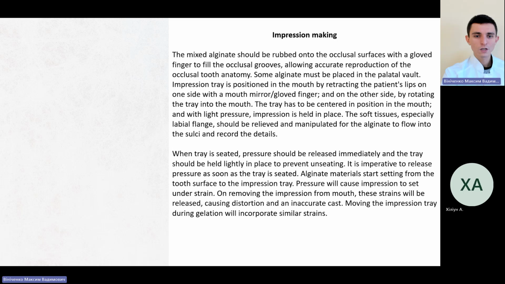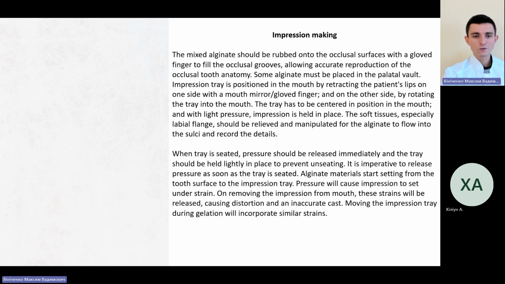The soft tissues, especially the labial frenum, should be released and manipulated for the alginate to flow into the sulcus and record the details. When the tray is seated, pressure should be released immediately and the tray should be held lightly in place to prevent unseating. It is imperative to release pressure as soon as the tray is seated.